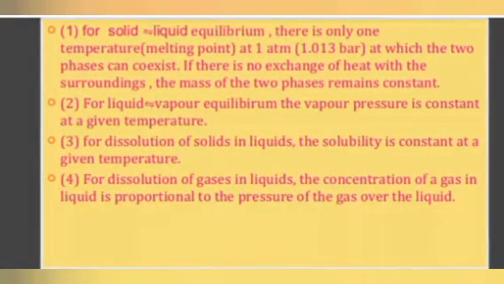For solid and liquid equilibrium, there is only one temperature, at 1 atmosphere, at which the two phases can coexist. If there is no exchange of heat with the surroundings, the mass of the two phases remains constant. For liquid and vapor equilibrium also, the pressure is constant at a given temperature.